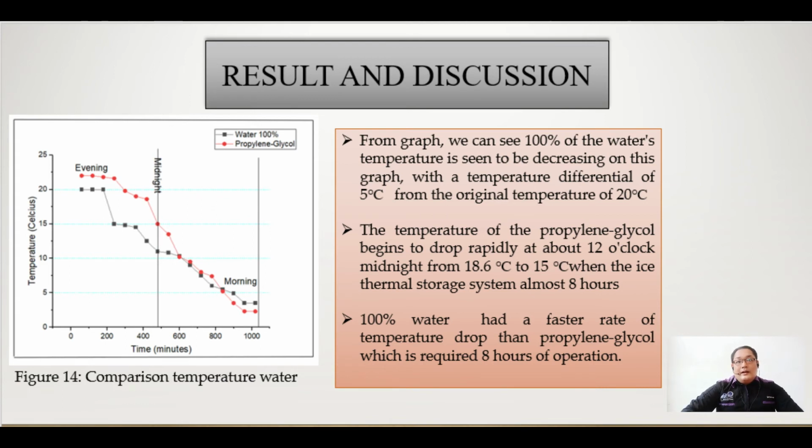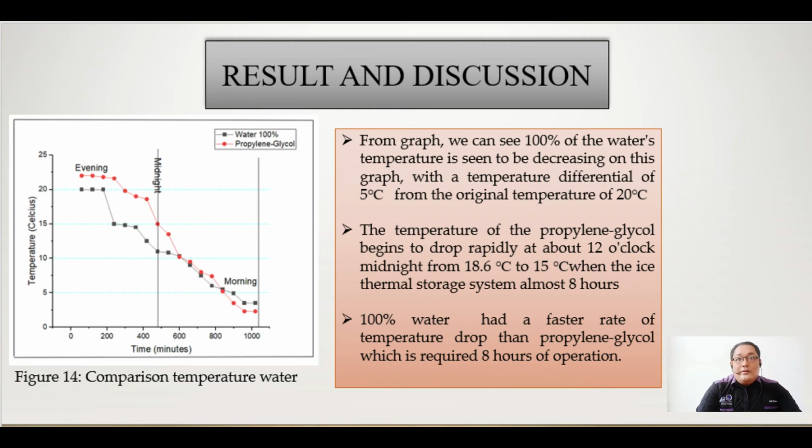Here is the graph comparison for water temperature. As we can see from the starting time of 5 p.m., the 100% water temperature is decreasing on this graph, with a temperature difference of 5 Celsius from the original temperature of 20 Celsius. Then the temperature of the propylene glycol began to drop rapidly at about 12 o'clock, which is midnight, from 80.9 Celsius to 15 Celsius when the ice thermal storage system had almost 8 hours of operation. Then 100% water had a faster rate of temperature drop than propylene glycol, which required 8 hours of operation.